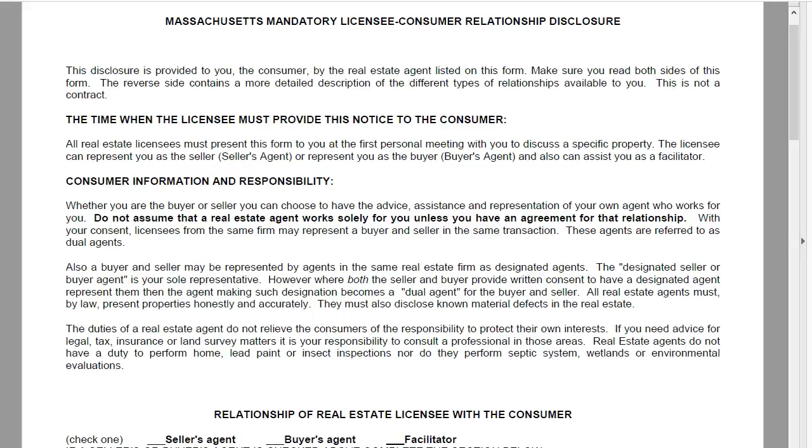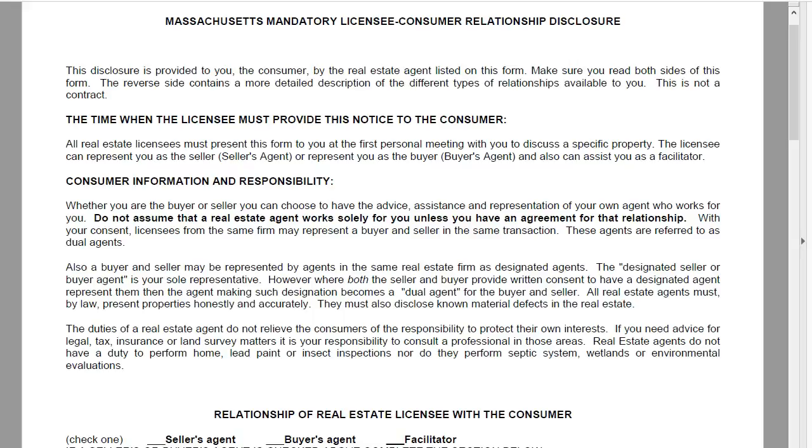When should the licensee provide this to the consumer? All real estate licensees must present this form to you at the first personal meeting to discuss a specific property. The licensee can represent you as the seller or represent you as the buyer. I'm going to paraphrase a little bit as we go along. They can also assist you as a facilitator, which we talked about before. That's a type of agent, a non-agent, who works for neither side.